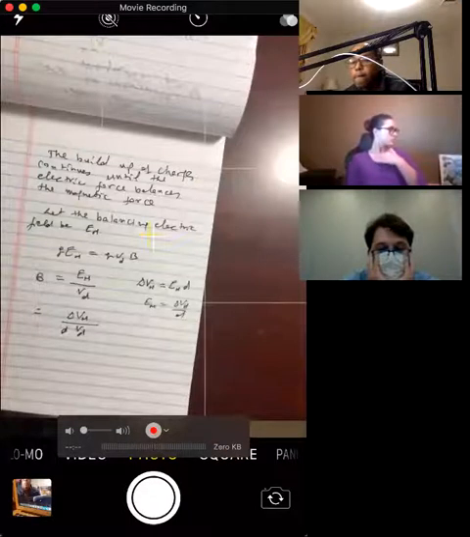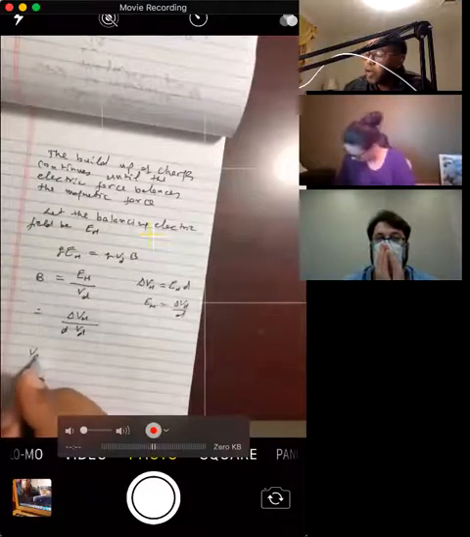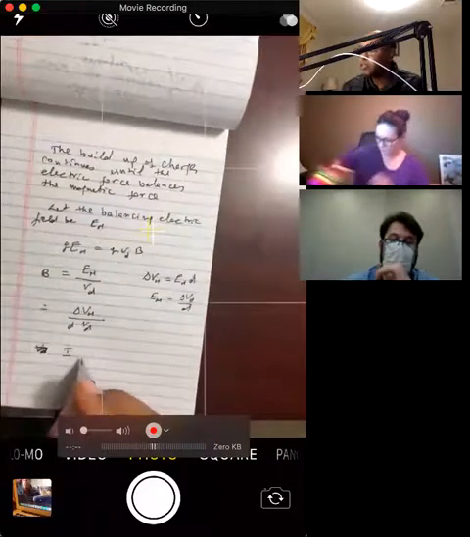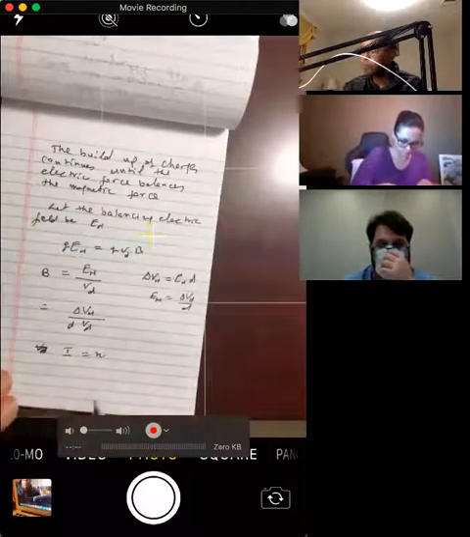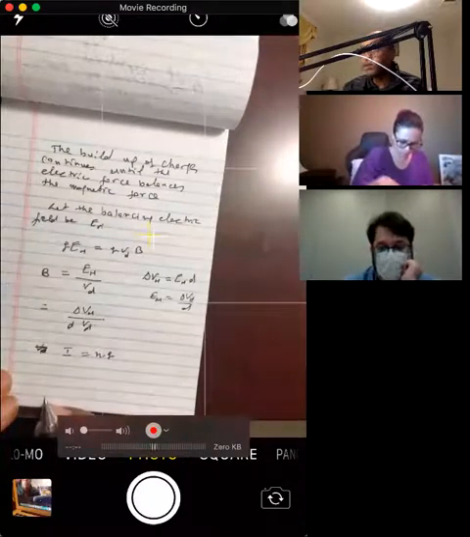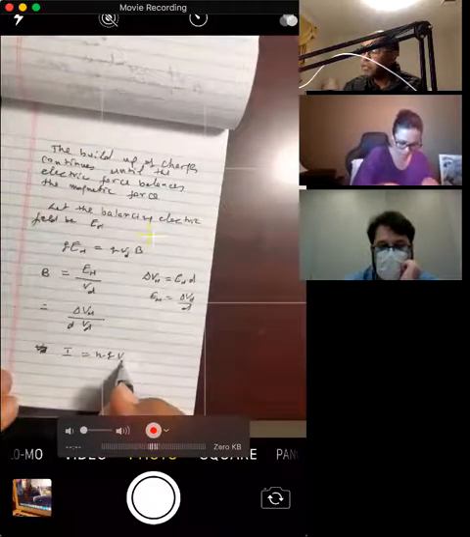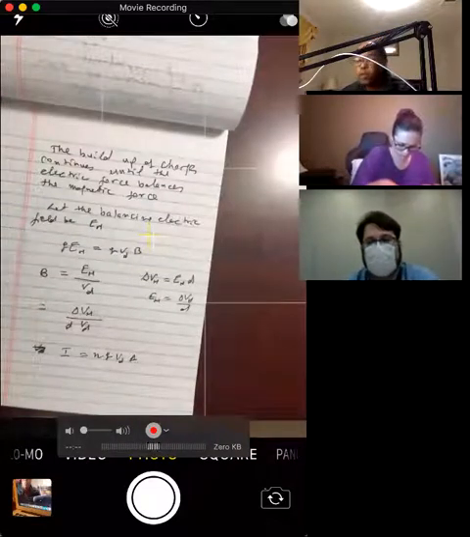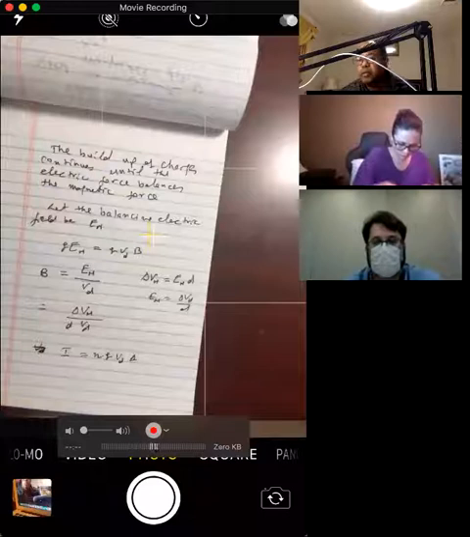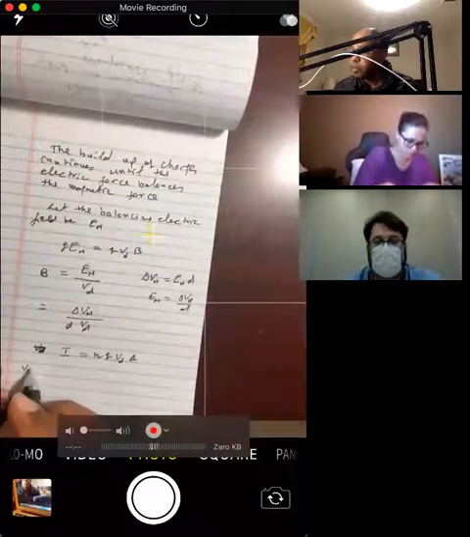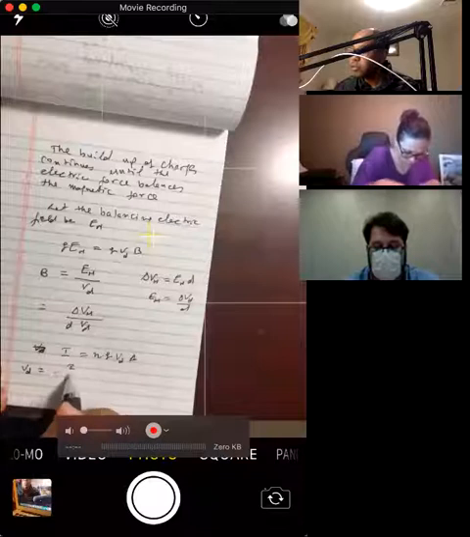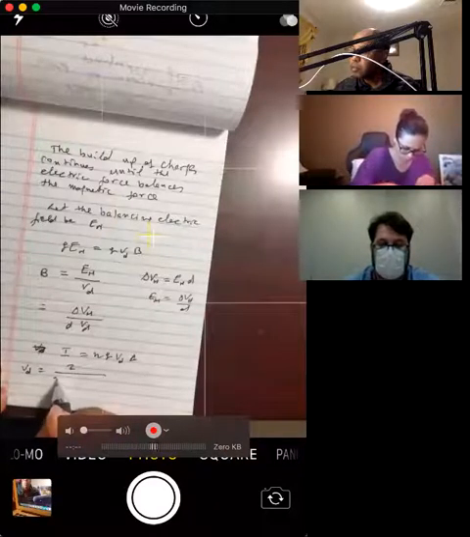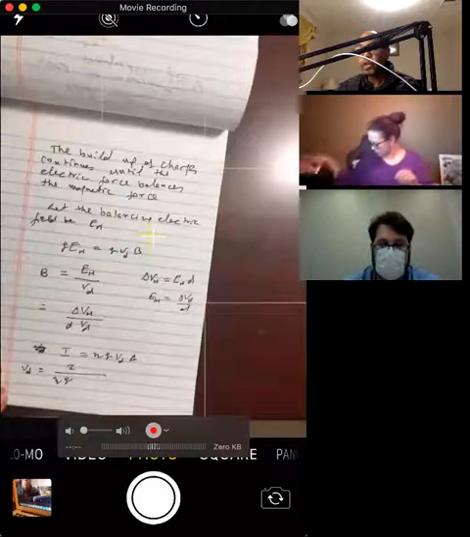Do you remember what the formula relating current and drift velocity is? We have current equals concentration of charges times the charge of one carrier times drift velocity times the cross-sectional area. Remember this formula? This is the relationship between current and drift velocity. So the drift velocity is current divided by concentration of charges, the charge of one carrier, which is basically the electron charge, and then divided by the area.